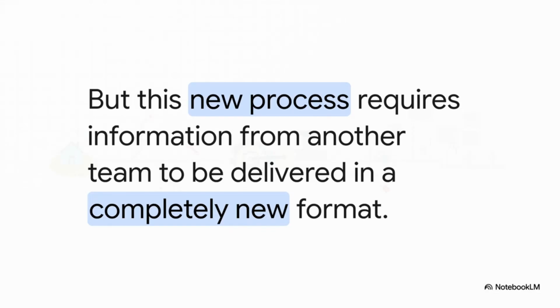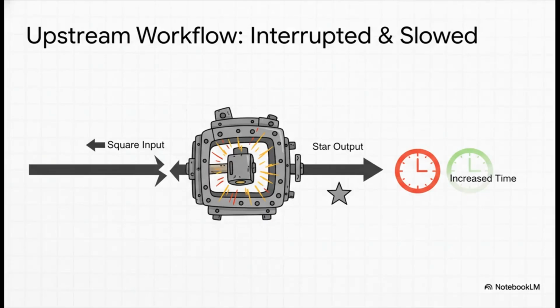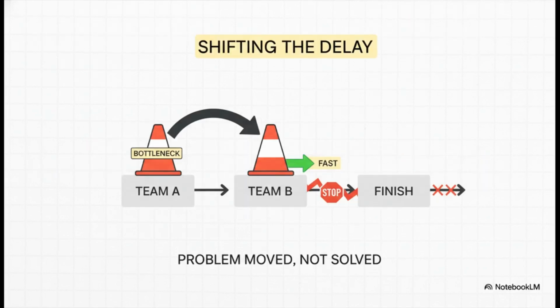But there's a catch. This new, faster process only works if the team before them delivers its information in a completely different format. For that other team, the one upstream, this new requirement is just a disruption. Now they have to add an extra step to their own process just to reformat their work, which interrupts their flow and slows them down. In this case, the first team's improvement didn't actually speed up the whole system. All it did was shift the delay. It created a brand new bottleneck, just in a different place.